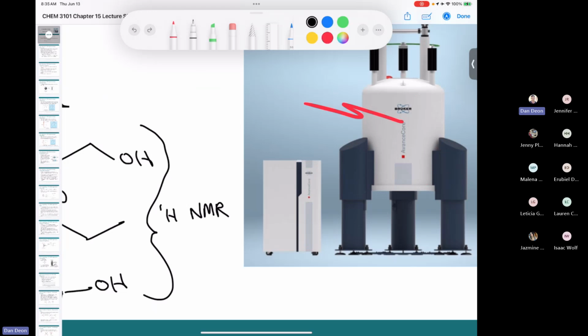So, anyhow, in here we have a big magnet. Okay, so let me use a finer tip here. So inside the spectrometer we have a big old magnet, a very powerful magnet. And the way that we represent a magnetic field is we use B0. Okay, like that.